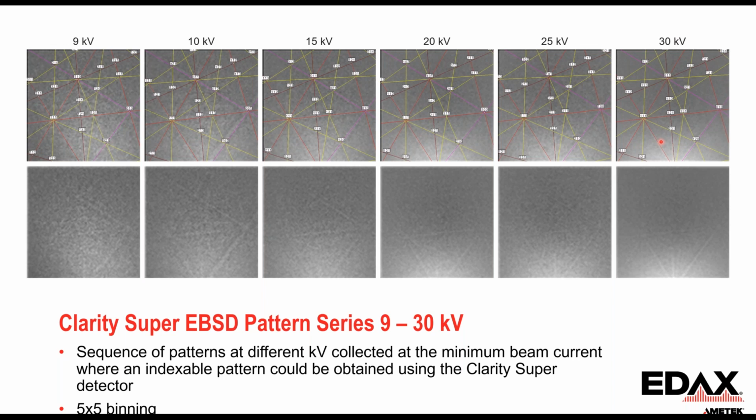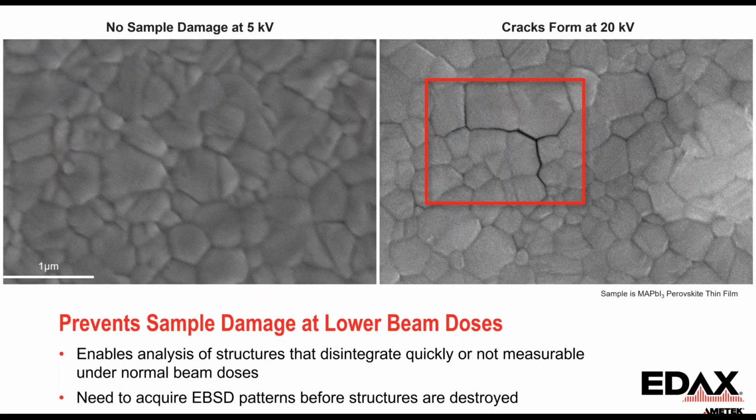So I wanted to show an example from a pretty difficult film and show what we're able to learn from it. This shows the degradation we can see. If we image an area, you can see the cracks that start to form. If we go to lower, gentler conditions, going from 20 kV to 5 kV, we're able to image an area without seeing the cracking, but we will still see some degradation in the EBSD pattern quality. So we need to use a gentle dose and acquire the pattern before the structures are destroyed from a crystallographic point of view.